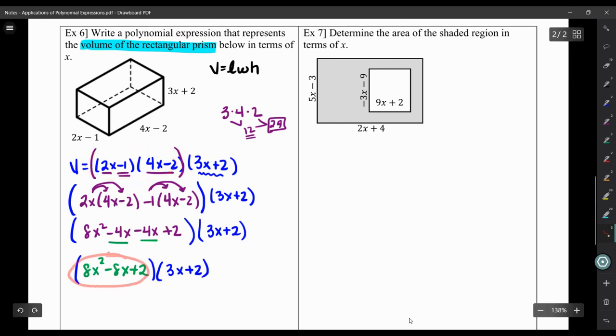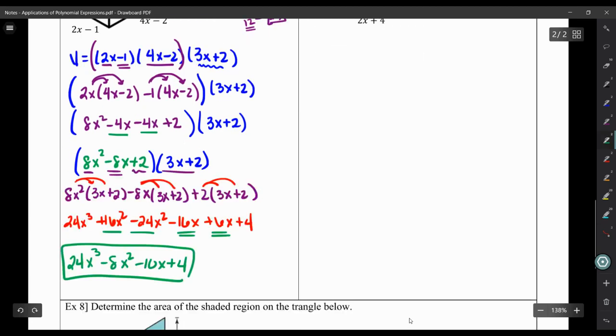Now we're on to step 2. Now we're going to multiply our 12 to our remaining 2. So now we're going to multiply this green trinomial to this blue binomial. So I want you to pause the video and multiply these two together and then unpause to find the volume of this rectangular prism. And here's the volume of this rectangular prism.